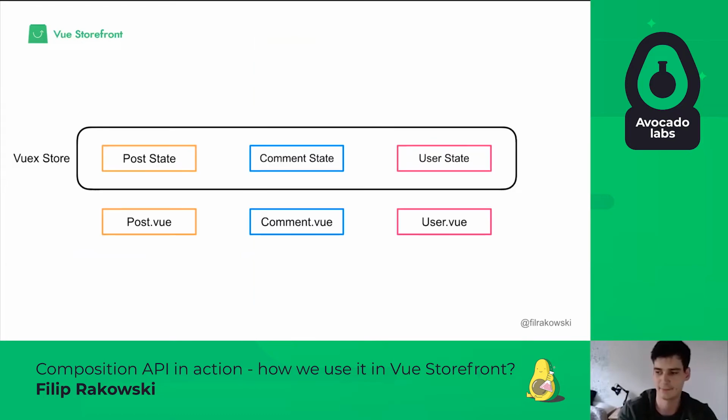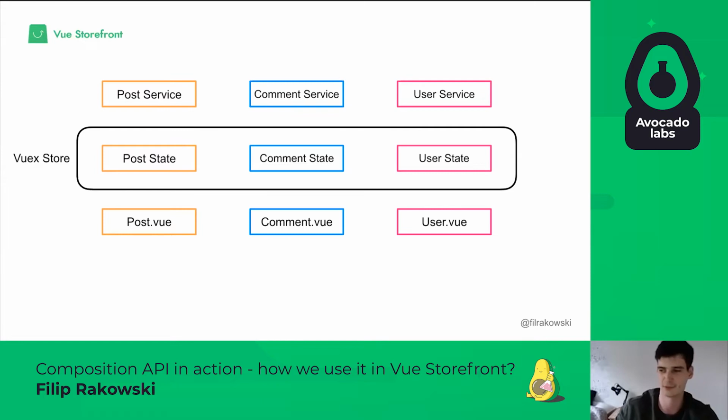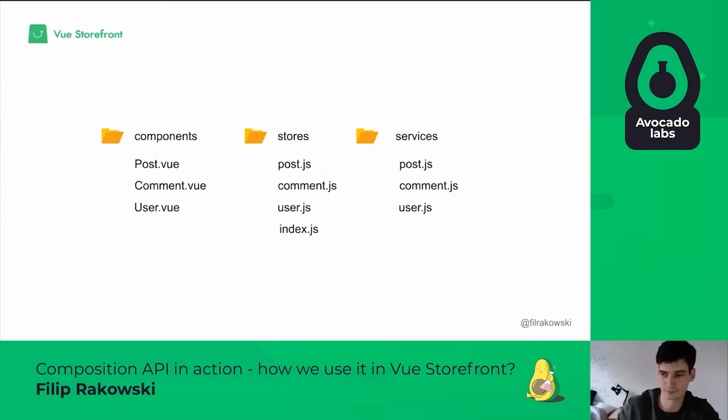It's actually the same with the high-level architecture of our applications. We usually have a centralized Vuex store, Vuex, I still don't know how to call it properly, which is responsible for all data-related operations. Then we have components. Sometimes we also have a data layer for API calls. So our code base could look more or less like this.